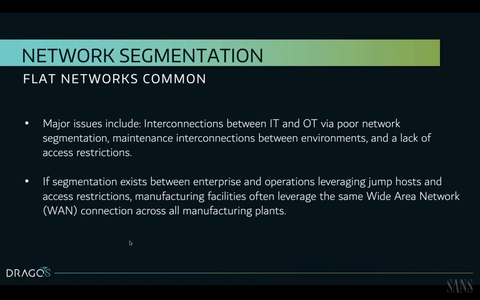And oftentimes, the segmentation does exist between enterprise and operations, using jump hosts and access restrictions. But manufacturing facilities often leverage the same wide area network connection across all manufacturing plants. So essentially you get your network architecture established, and then you just select all, copy and paste that across all of the different plants or facilities that you have. So certainly that is a potential risk as well.